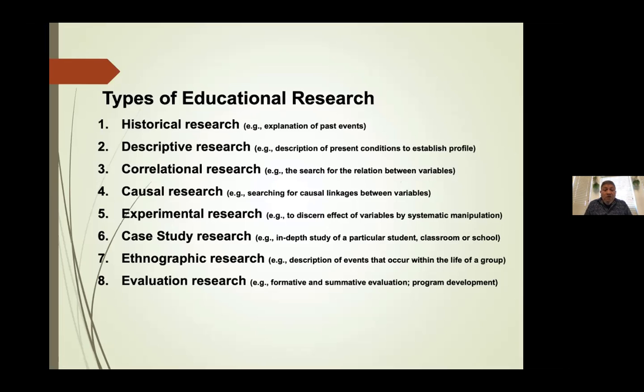And like I said, quantitative research in the way of experimental studies will probably be the best way to address those issues. And so we go back to the next level, which is experimental research, then to discern the effect of a variable or a group of variables or factors, right, into a group of people or individuals. So that would be one example of that. And then case study research, in-depth studies of a particular student, classroom, or a school.